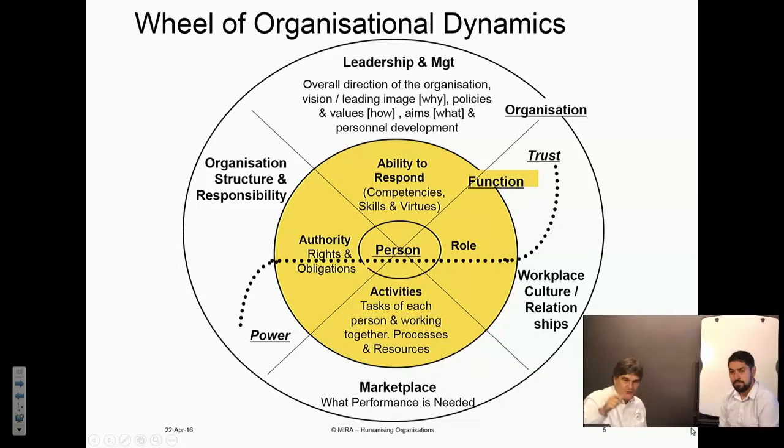The line through the middle gives a picture that each person has a role in the organisation, and that's within one function, and then that function is within the organisation. So the outer circle is what's going on in the whole organisation, yep. And then the inner circle is what's going on within each functional area, yep. And then there's obviously the person, and they bring those 4 functional areas into their job.